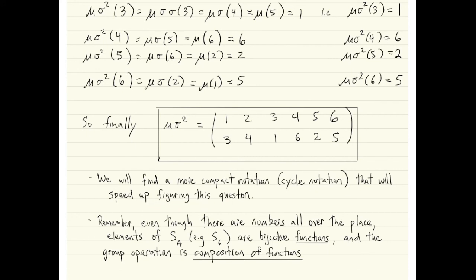And then one thing I want to emphasize though is that even though there's lots of numbers floating around all over the place, the elements of the symmetric group, like S6, the symmetric group on 6 letters, if you will, are bijective functions. They're functions and not numbers. And then also remember that the group operation is composition of functions.